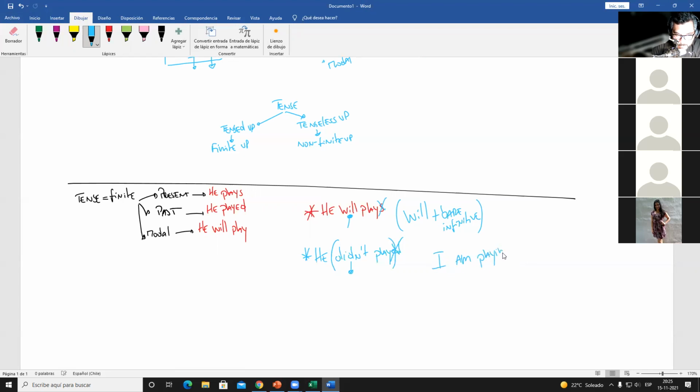Ejemplo: I am playing. ¿Cuándo ocurre esa acción? ¿Presente, pasado, futuro? Presente. ¿Dónde dice que está en presente esa cosa? En el am. Exacto. Ahí está el tense. ¿Se entiende, no?